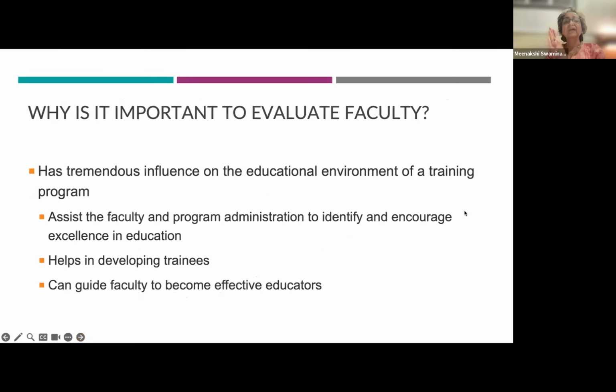So we all agree that it's important to evaluate the faculty, but let us just review. This has tremendous influence on the educational environment of a training program. It assists the faculty and the program administration to identify and encourage not just gaps, but excellence in education. It also helps in developing the trainees to hopefully become future educators. It can guide the faculty to become effective educators as well.